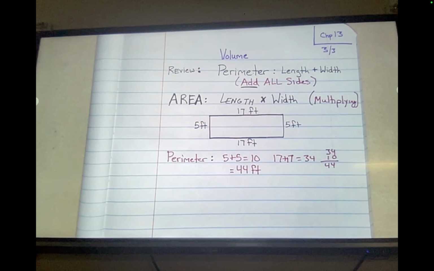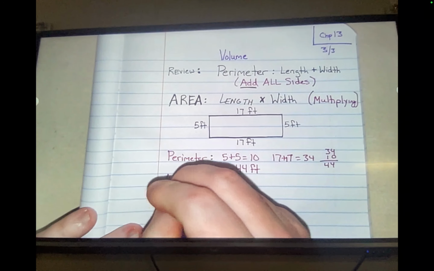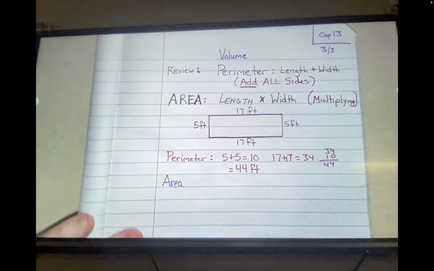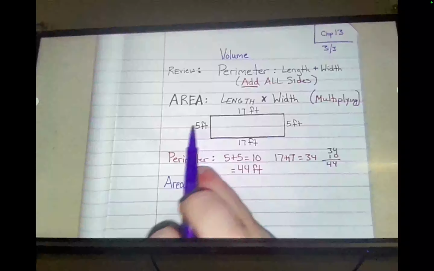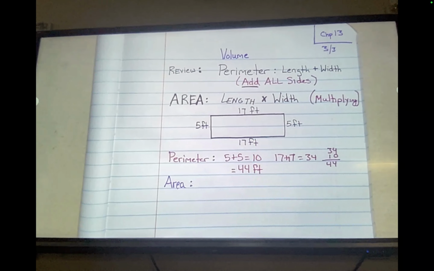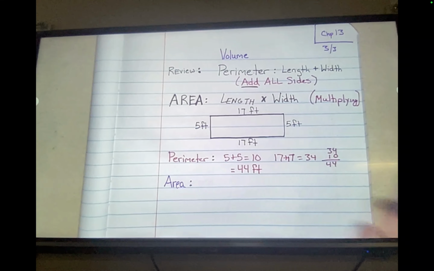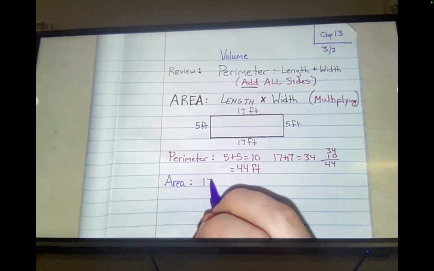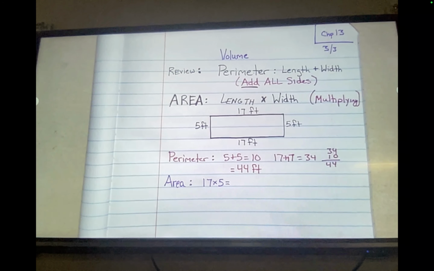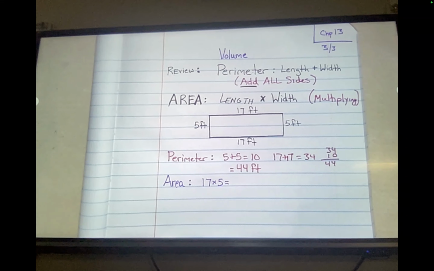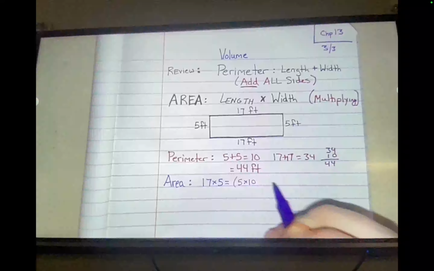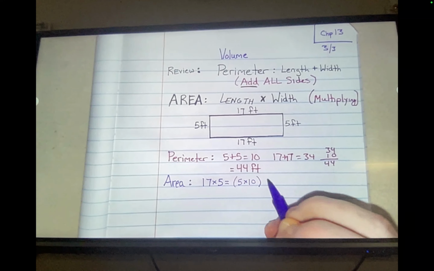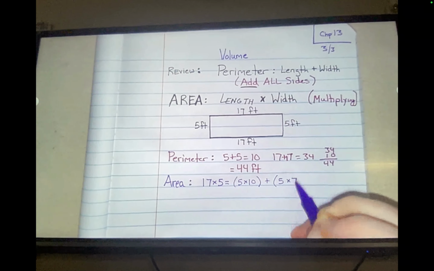Then, to find the area, we're going to just multiply a length by a width. Because they're the same, since 5 is here and 5 is here and 17 and 17 is there, I can just do one of each. So I'm going to do 17 times 5. Okay? Well, I can't do 17 times 5 in my head, but I can know that 5 times 10, and I can do plus 5 times 7.